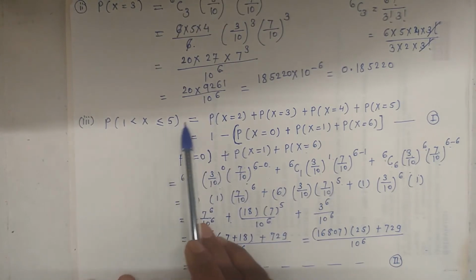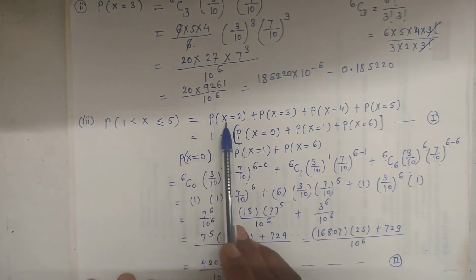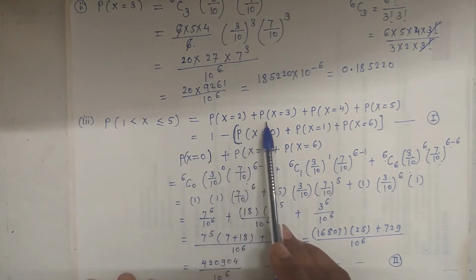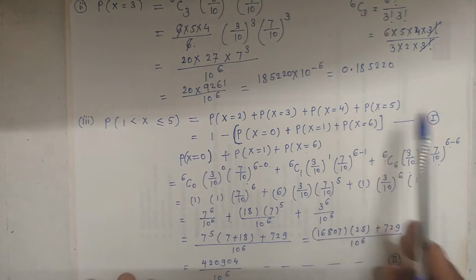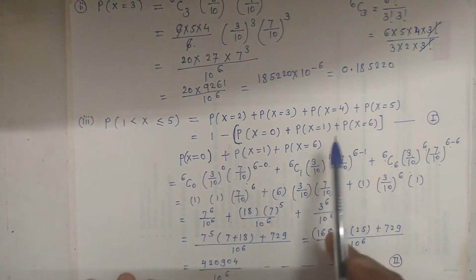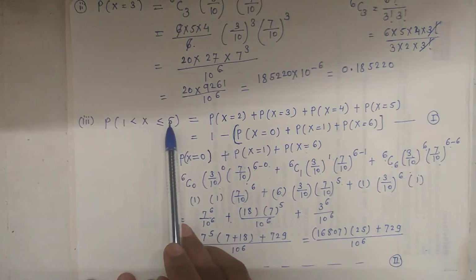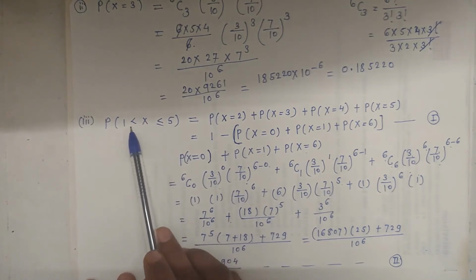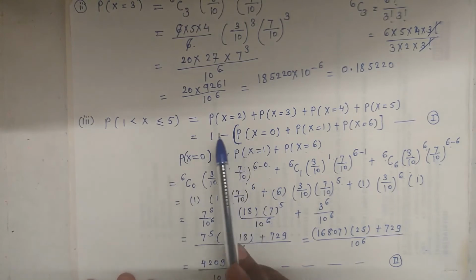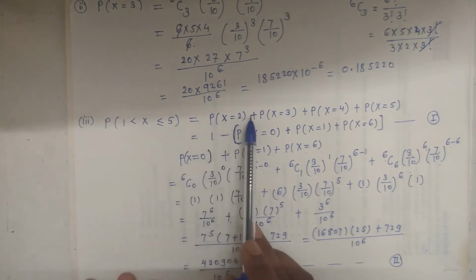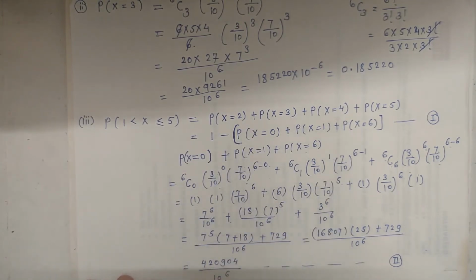So this probability can be written as the probability of x equal to 2, x equal to 3, x equal to 4, and x equal to 5. The possible values of x, which lie between 1 and 5 including 5, are 2, 3, 4, and 5. It is the addition of the probabilities of 2, 3, 4, and 5.